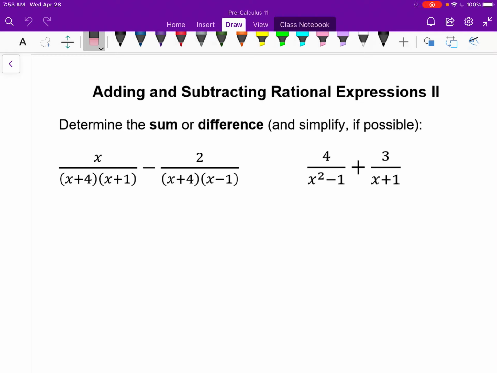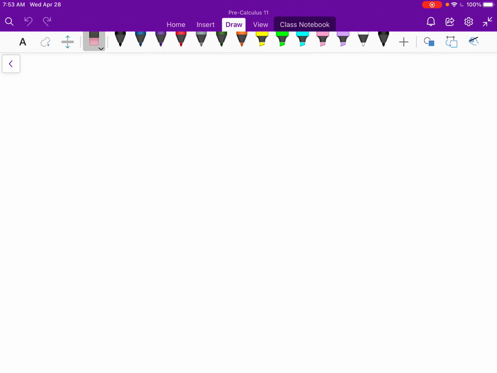So this is the second part of this lesson looking at adding and subtracting rational expressions, which was introduced last lesson, and kind of the details of this lesson were also introduced last lesson at the very end. But essentially the idea is the same as the last lesson. In fact, right here, I see two expressions, and for each I want to simplify them, if possible, stating restrictions. So let's look at this one here.